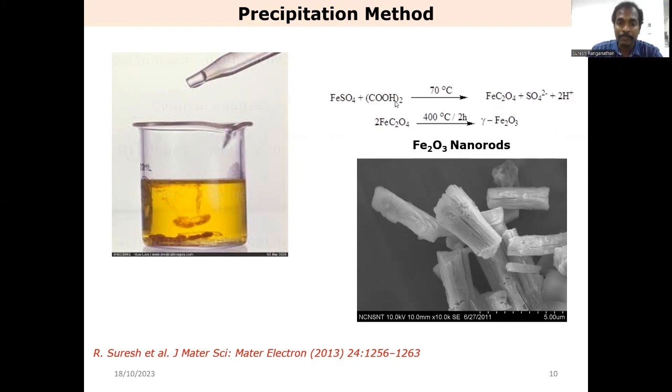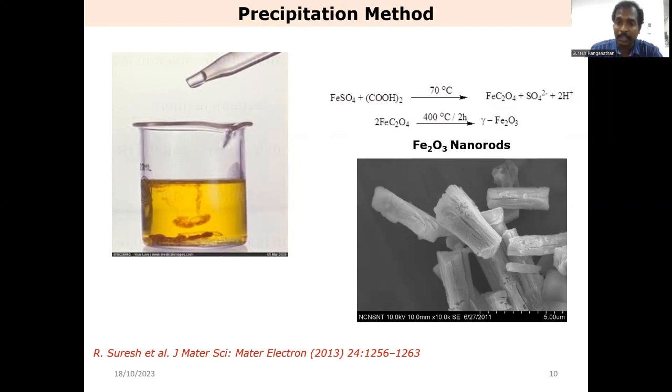For example, ferrous sulfate is a metal source. It should be taken in solution form, and oxalic acid should also be added. Then the iron sulfate reacts with the carboxylic acid and forms ferrous oxalate. Ferrous oxalate is insoluble in water, therefore it will settle down. It will be precipitated in solution.